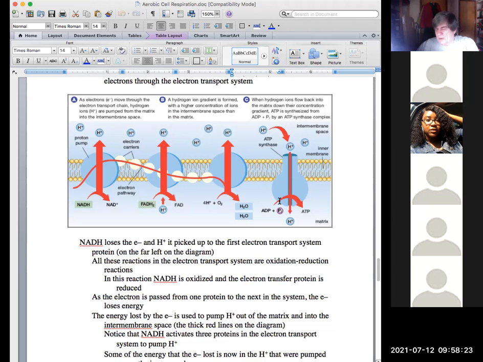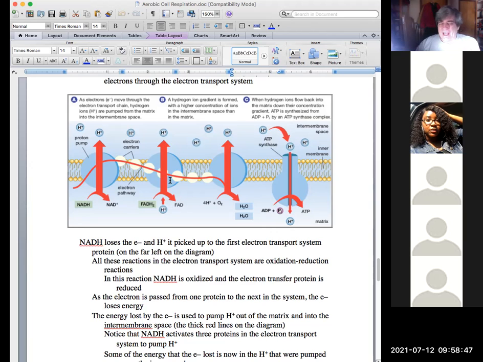And when they pass through, it's kind of like a person pushing through a turnstile. When you push a turnstile, it takes some energy. Well, the hydrogens have all the energy because they're at a high concentration here. So when they pass through, their energy is used to take ADP and phosphate and assemble them into ATP.